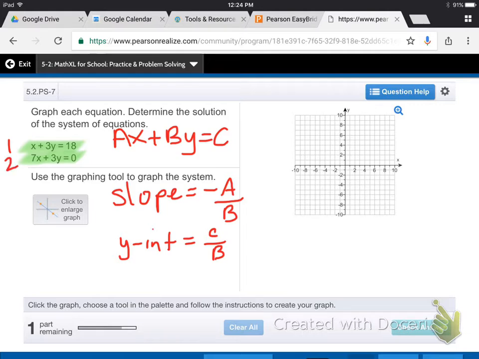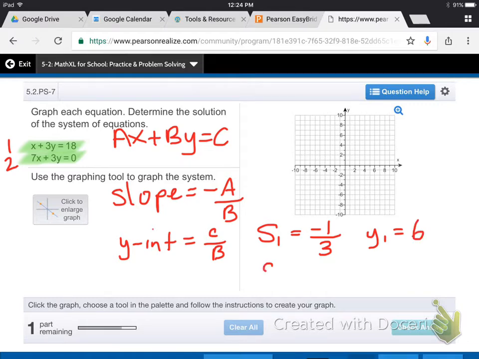So, if you look at the first equation, call this equation 1 and call this equation 2. If you look at the first equation, negative a over b, the slope of equation 1, and I'll list them over here, the slope of equation 1 is negative 1, that's negative a, that's the coefficient in front of x, over 3, that's b. And the y-intercept of equation 1 is c over b, and that's 18 over 3, which is 6.